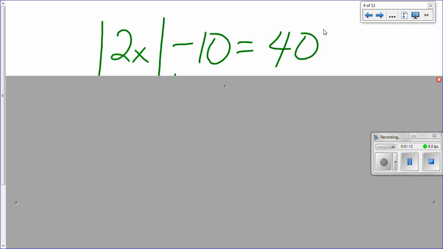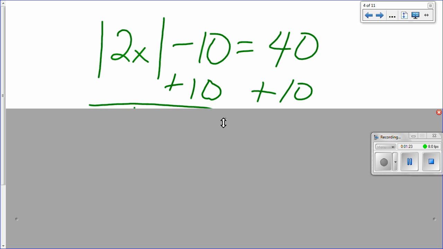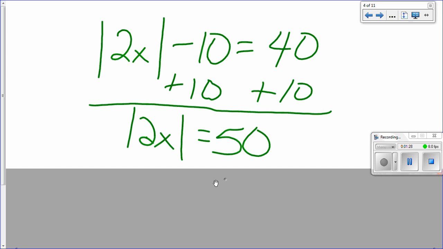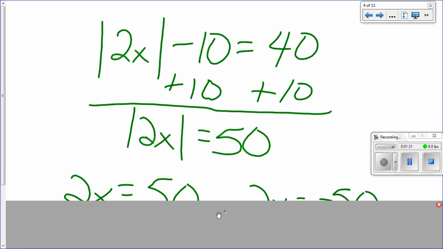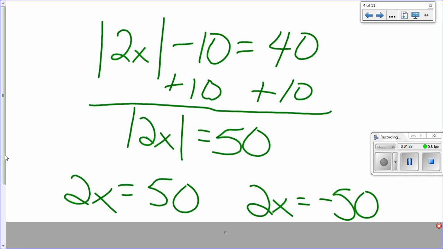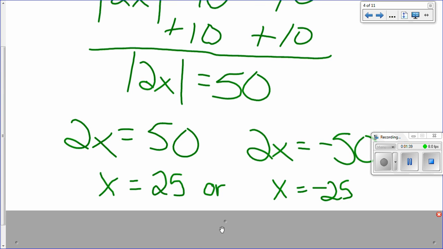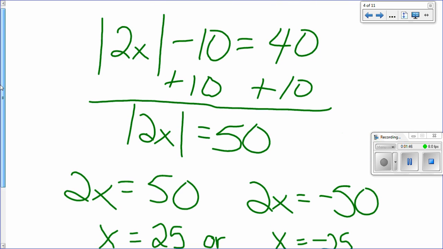When you have a more complex absolute value equation, we need to isolate the absolute value. In order to do that in this example, we're going to add 10 to both sides. We get the absolute value of 2x is equal to 50, which means 2x can equal 50, or 2x can equal negative 50. Solve each side for x. We get x is equal to 25, or x is equal to negative 25. Either one of these answers, and actually both of them, will satisfy the original equation.